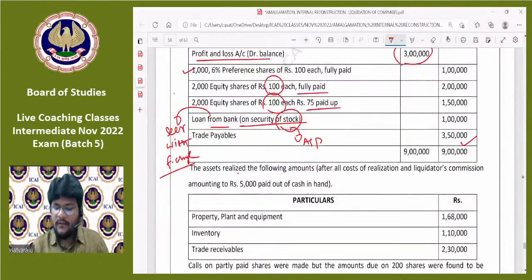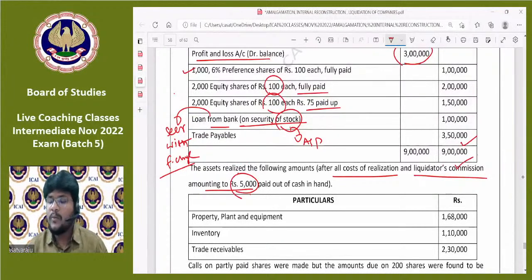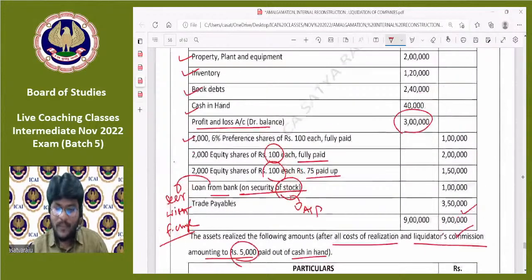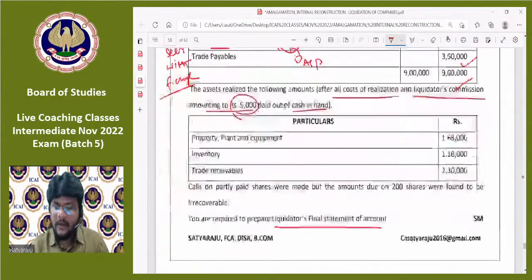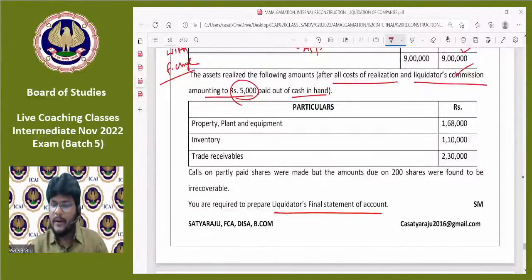The assets realized the following amounts after all cost of realization and liquidator's commission amounting to 5,000. They directly gave the liquidator's commission, the liquidator's remuneration, which was 5,000, so no need to apply any percentage, which was paid out of cash in hand. Here cash in hand is 3 lakh, which was paid out of such cash in hand. Property, plant and equipment was given at 1,68,000. Inventory was given at 1,10,000. Trade receivables given at 2,30,000. These are the realizable values, or realization values, by the liquidator.